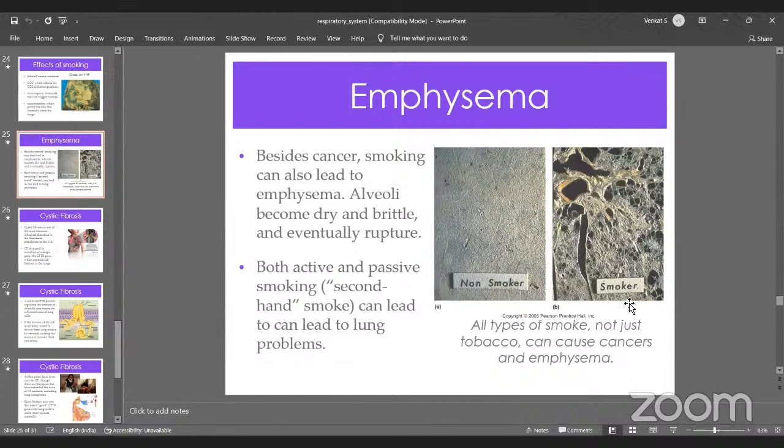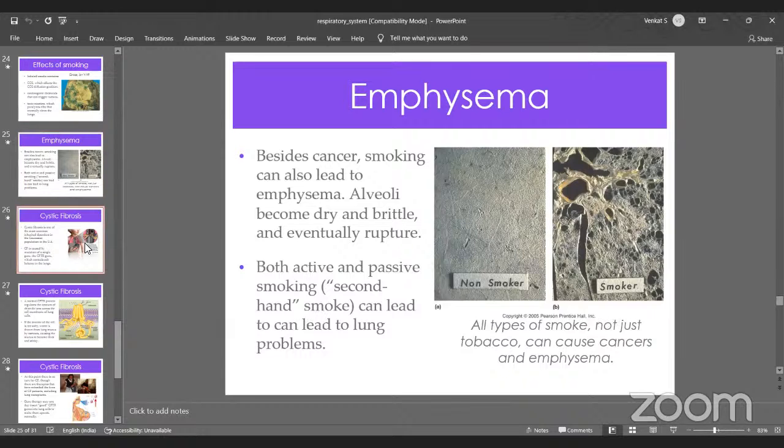All types of smoke, not just tobacco, can cause cancer and emphysema. Both active and passive smoking, second-hand smoke, can lead to lung problems. So it is very dangerous, leading to emphysema.